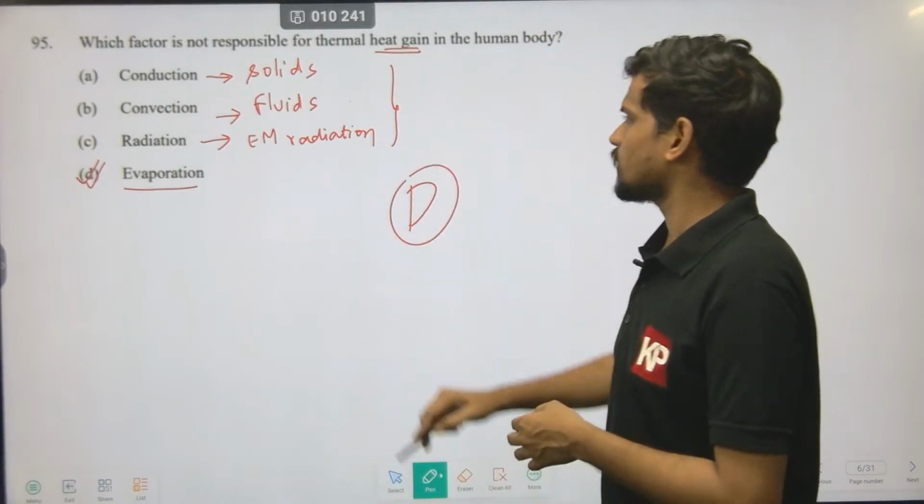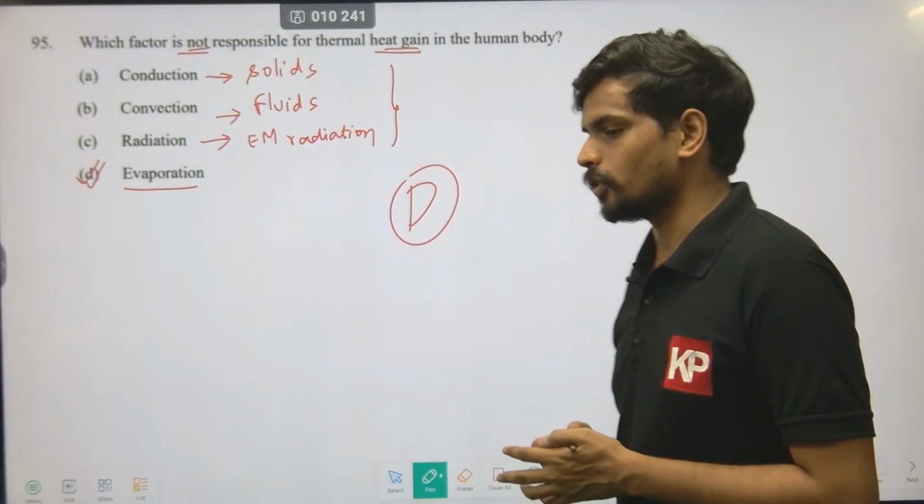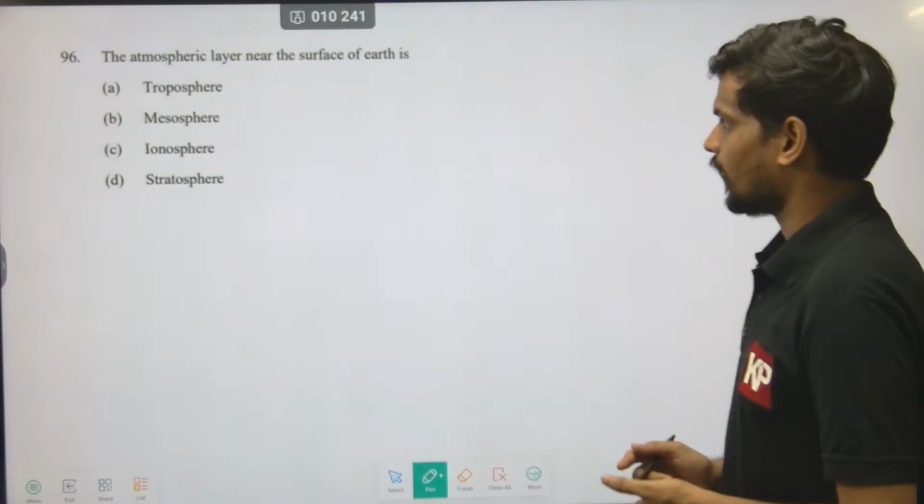So D is the answer for this question. It is not responsible for heat gain. It is responsible for cooling the human body. So that's about question number 95. Next one.